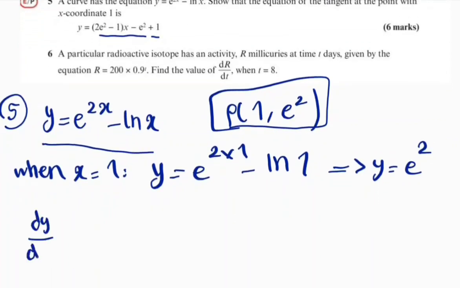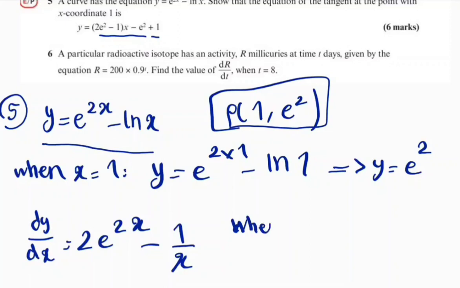dy by dx is equal to e to the 2x differentiates to 2e^2x, because when we have e, then the way we differentiate that is just by differentiating the power times the function again. And ln x differentiates to 1 over x. Since this is negative, then we are going to have minus 1 over x. Now let's work out the gradient.